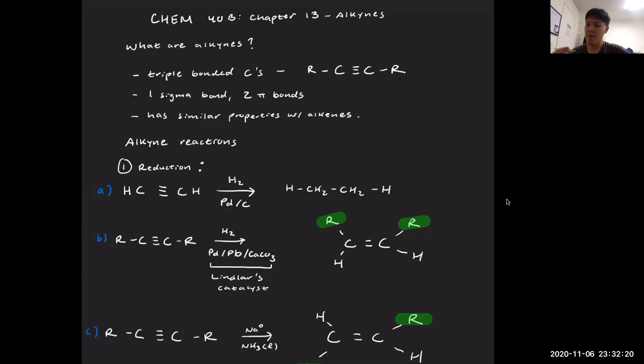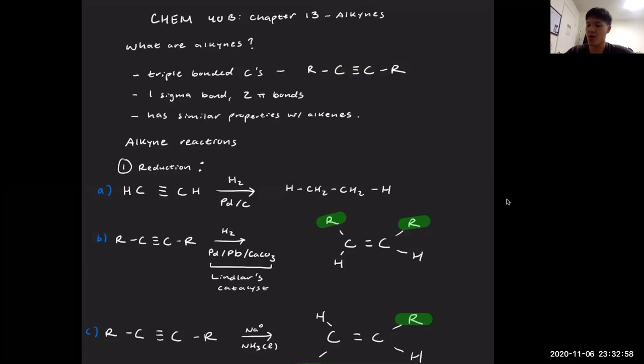Let's start off with what are alkynes? Alkynes are carbons that are triple bonded to each other. These are alkynes. If you look at the chemistry, this carbon is sp hybridized. It has one sigma bond and then two pi bonds. And like I said, it has very similar properties with alkenes. The only difference might be their acidities and basicity. But again, I don't know how far he goes. I'm just trying to get by the basics right now.